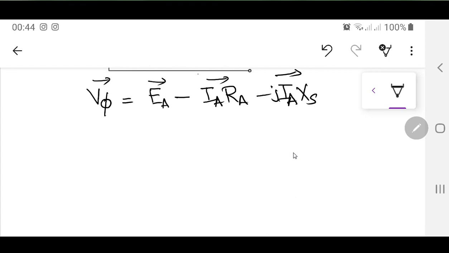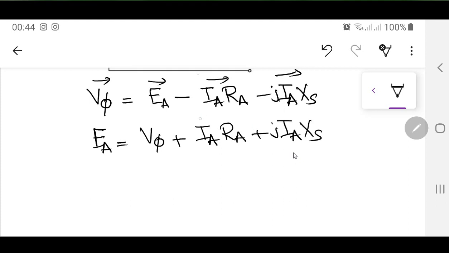Now, when you have this equation, here I want to draw the phasor diagram that we have done in your CAD course also. Before we move towards the phasor diagram, one very important thing: these negative signs are a little difficult to draw on the vector sum or the phasor sum. So what we are going to do is rearrange this one. This is EA equal to V phase plus IARA plus JIAXS.